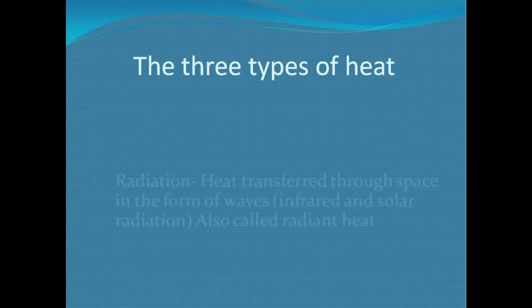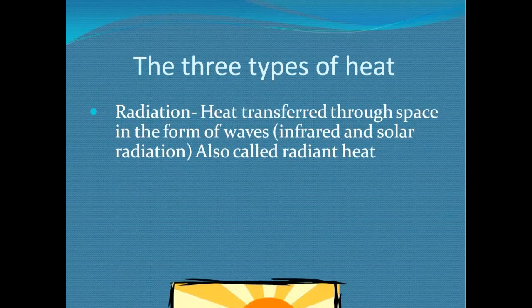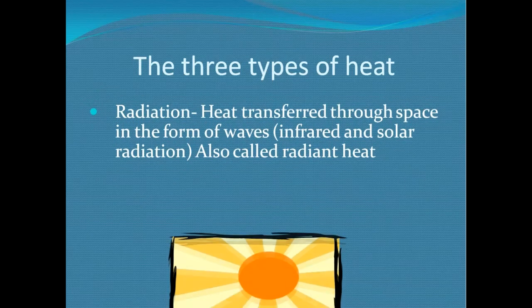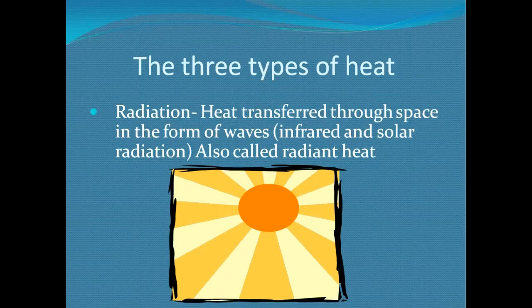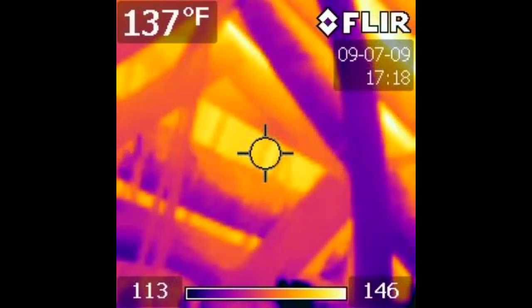Radiation is the final way heat can travel. Radiation is heat that is transferred through space in the form of waves. Infrared radiation and solar radiation are the types of heat waves from the sun. Solar radiation waves from the sun can excite molecules and materials, causing them to become superheated. And these are the waves the South should be concerned about during the hot months of the year.